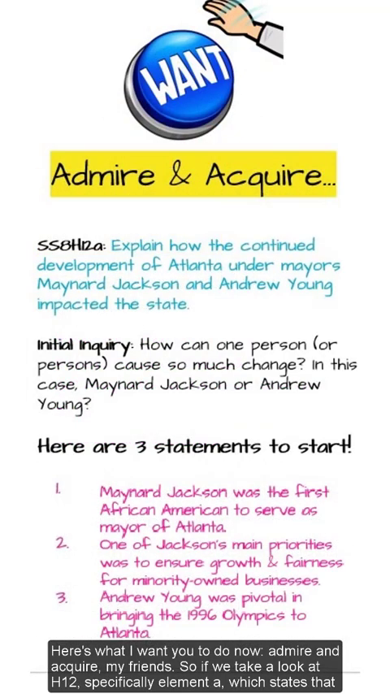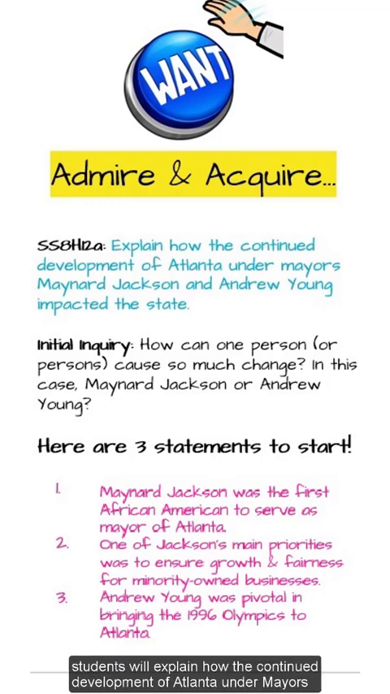Here's what I want you to do now. Admire and acquire, my friends. If we take a look at 8th grade standard 12, specifically element A, which states that students will explain how the continued development of Atlanta under mayors Maynard Jackson and Andrew Young impacted the state.